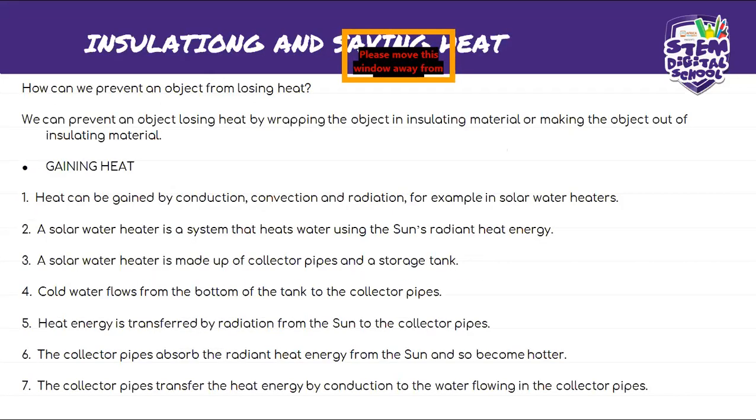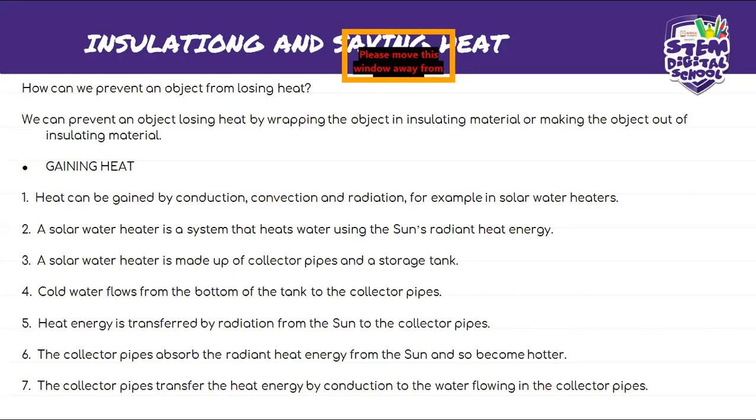Okay. Now, how can we prevent an object from losing heat? If somebody should ask you, how can we prevent an object from losing heat? So we can prevent an object losing heat by wrapping the object in insulating material or making the object out of insulating material. Okay, now let's look at gaining heat. Heat can be gained by conduction, convection, and radiation.